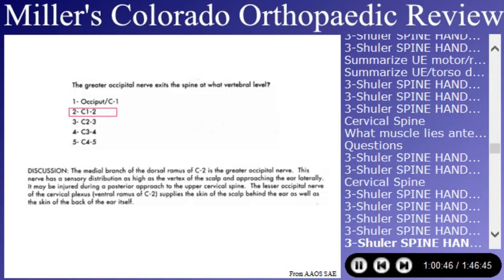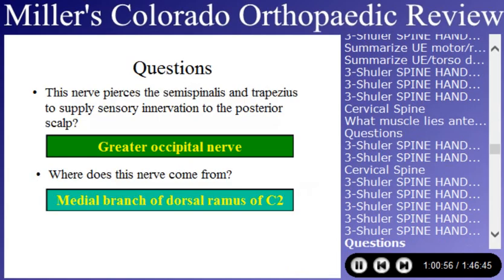Greater occipital nerve exits the spine at what vertebral level? C1, C2. Ventral ramus of C2. This nerve pierces the semispinalis, trapezius, and supplies sensory innervation to the posterior scalp. They just phrase it differently. I don't know why they love this nerve.